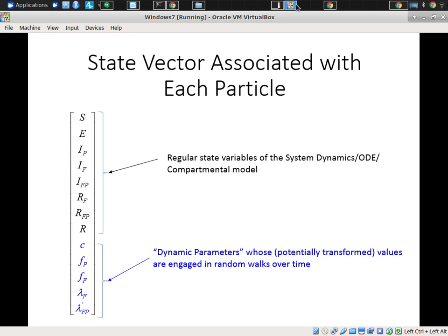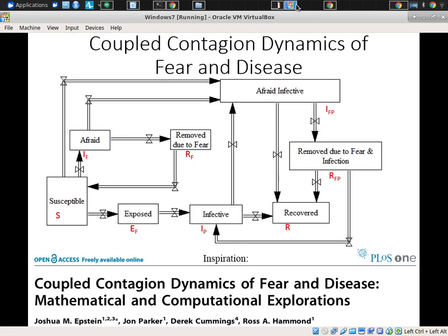So at a given point in time, a particle would have a certain value that it believes it operates in the world, a certain number of susceptibles, a certain number of exposed, a certain number of those infected by pathogen alone, those infected by fear or anxiety or who are afraid alone, those infected by both, etc. And that particle would believe at this time exactly that is the case in the world. Another particle would have a very different thought, perhaps, about what's going on in the world. And particles will evolve according to model equations and random walks for these lower variables according to model dynamics, such as is shown here.